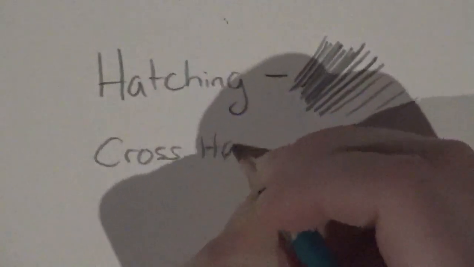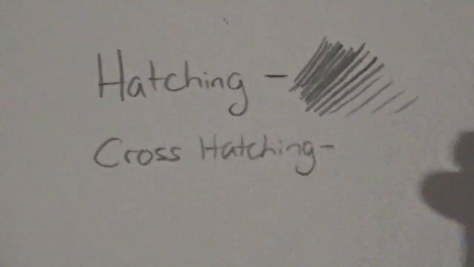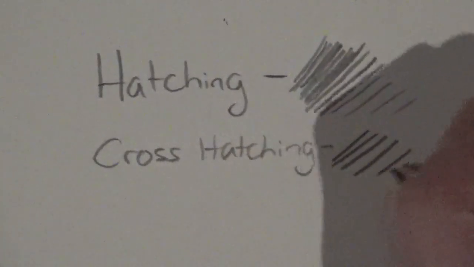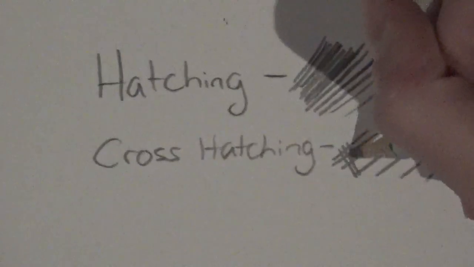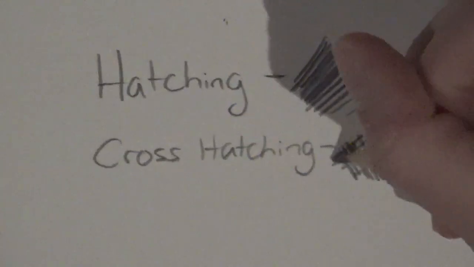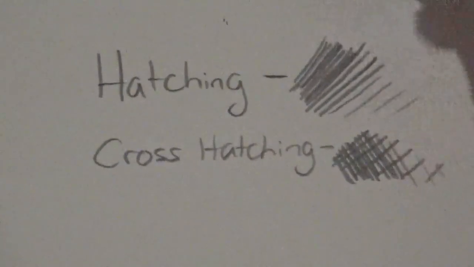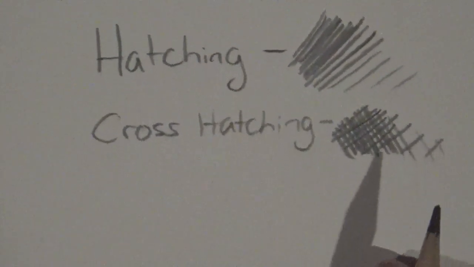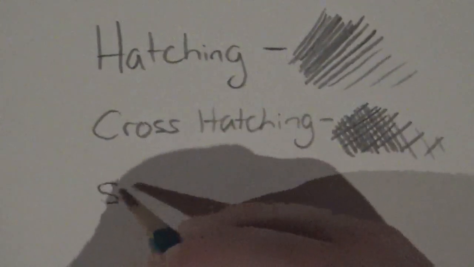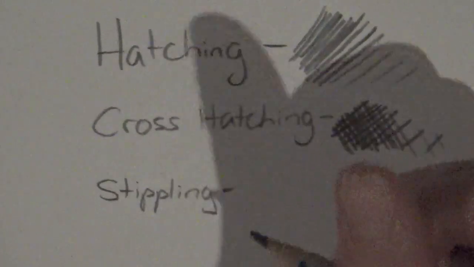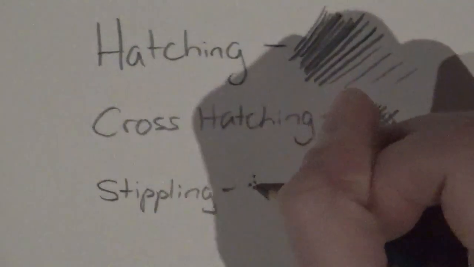So now, cross-hatching is the same thing, except the lines cross like this. And again, the more lines that I add, the darker the area looks, and the less lines, the lighter it looks. And then the third term is stippling, which is adding dots.